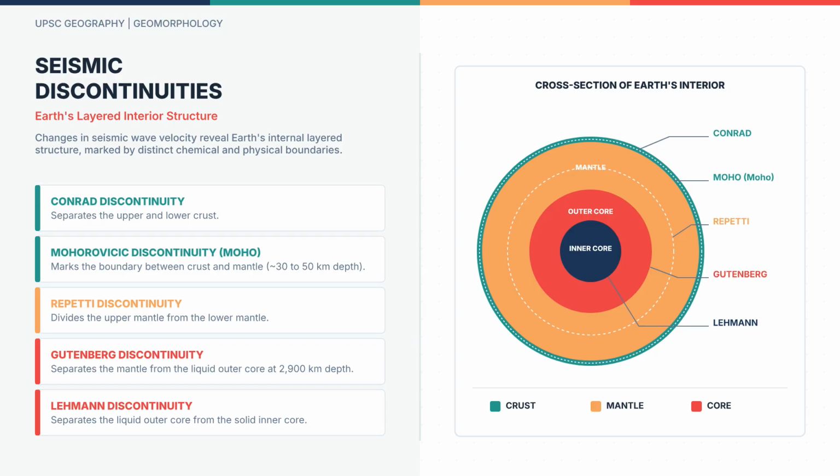Variations in seismic wave velocity reveal the Earth's internal layers, marked by distinct discontinuities. These include the Conrad, Moho, Repetti, Gutenberg, and Lehmann discontinuities, each separating different layers of the Earth's interior.